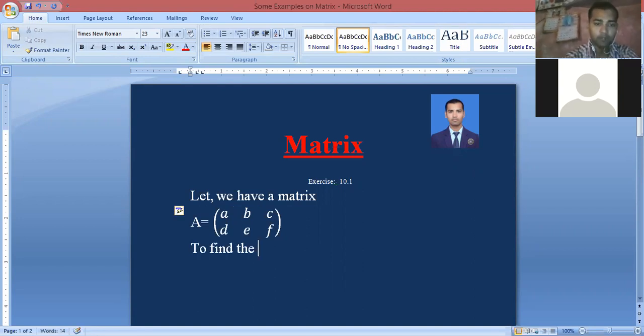the order of the given matrix A. We need to count the number of rows and columns. As you can see here, there are two rows. In the first row, that row starts with the letter A. In the same way, in the second row, that row starts with the letter D.